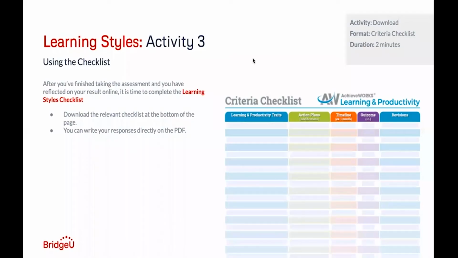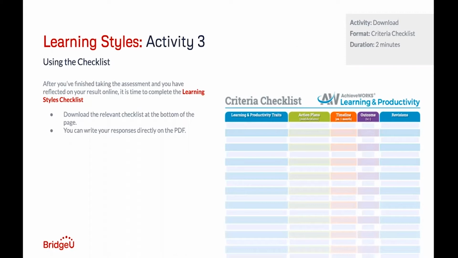So there's quite a lot of information to take in your results. So to help you make sense of it all, if you scroll down on the page, you'll find a Learning Styles checklist. It should look like this. Download it in PDF version and it's ready for you to complete. To help you complete it, watch this next clip by Susie, who will give you her top tips on filling out the criteria checklist.